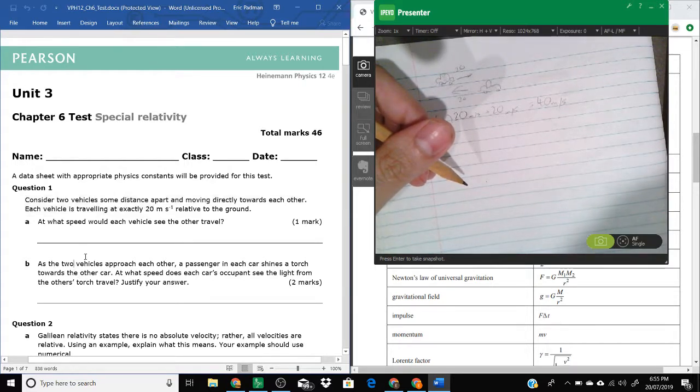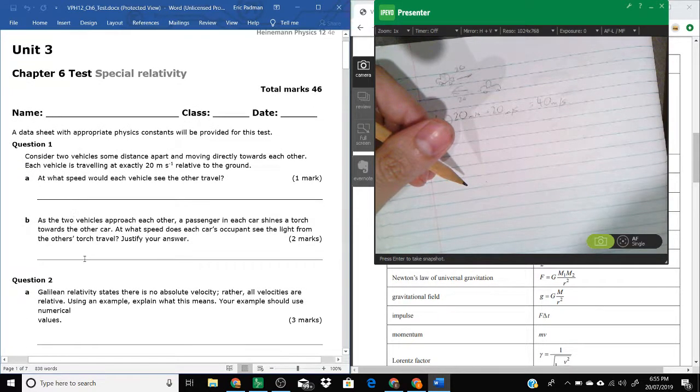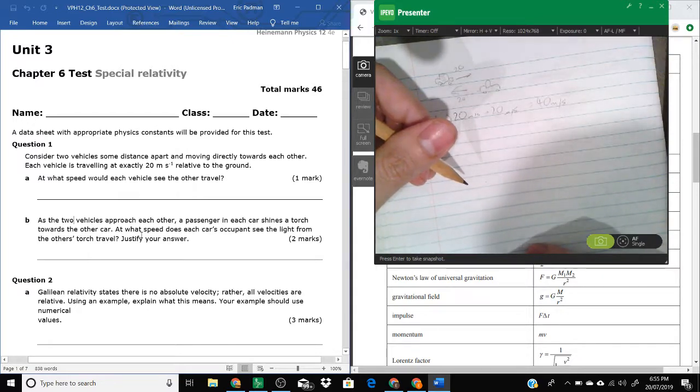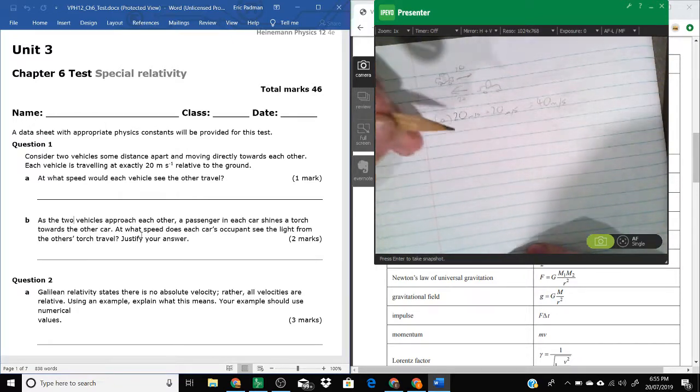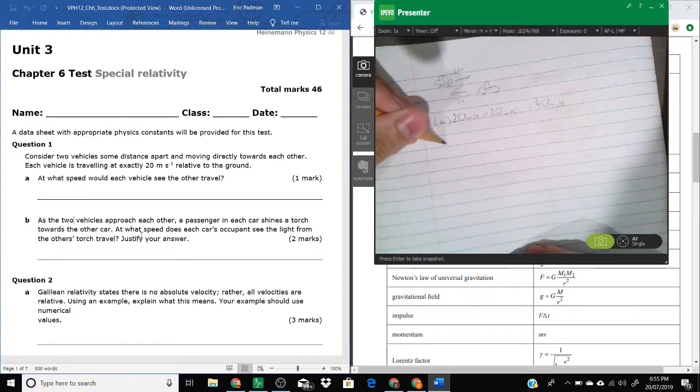As the two vehicles approach each other, a passenger in each car shines a torch towards the other car. At what speed does each car's occupant see the light from the other's torch travel? All right, so effectively, this is the speed of light.